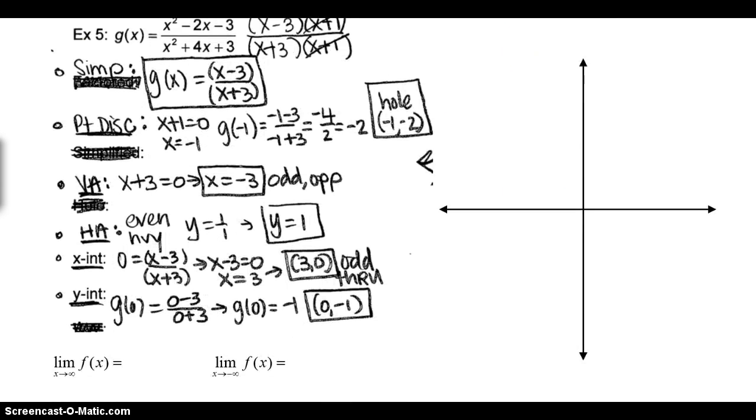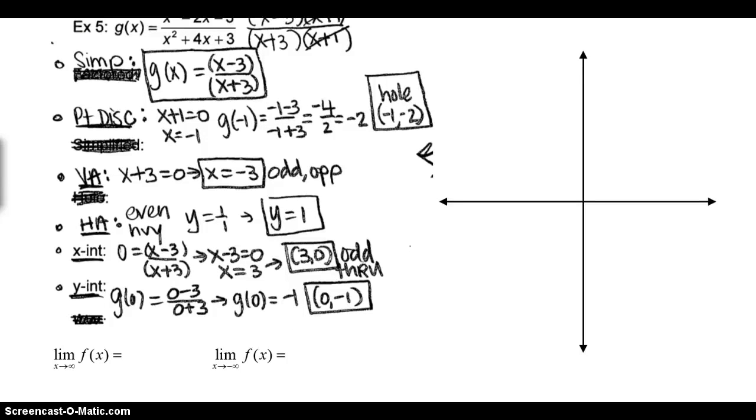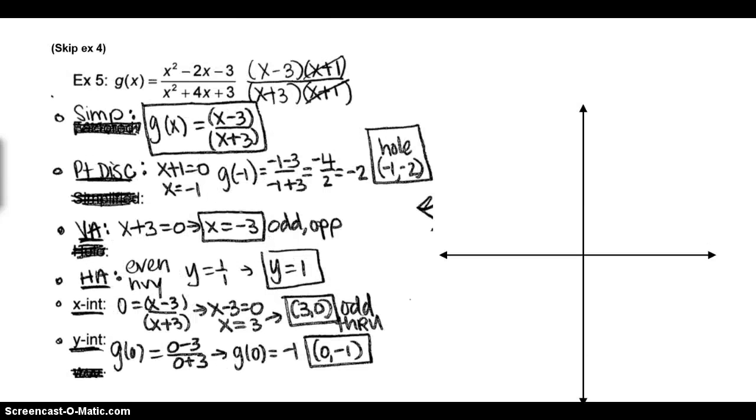Let's talk about example 5, because I skipped example 4 in your notes. On example 5, the biggest numbers I'm seeing here are a 3 and a -3. Ooh, we have a hole on this one too. We haven't done that yet. So let's go ahead and go out at least to a 4. 1, 2, 3, 4. I'll do 5. 1, 2, 3, 4, 5.